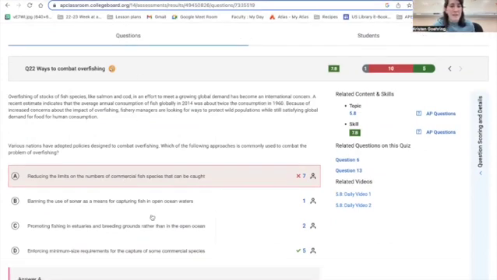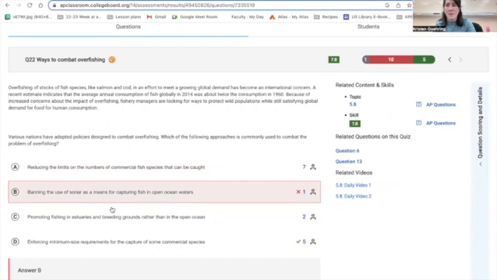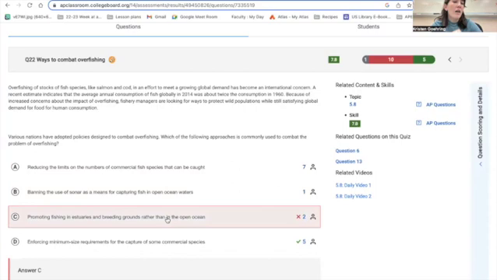For our other answers here, banning the use of sonar as a means for capturing fish. Sonar isn't widely used for capturing fish in open ocean, and it's not one of the major problems with overfishing. So that wouldn't really fix the problem of overfishing. That's not the problem. Sound pollution is an issue. We'll talk about that in a future unit. But as far as overfishing, it's not really commercial fishing that is causing the sound pollution issues in the water.